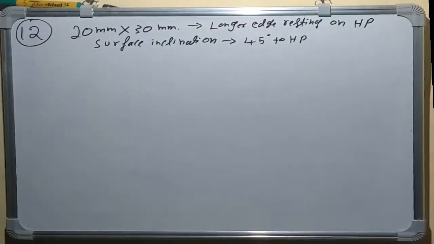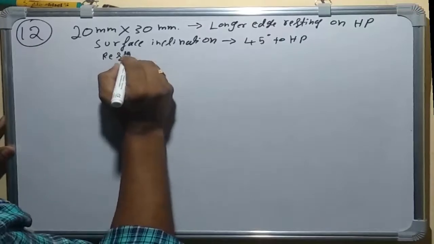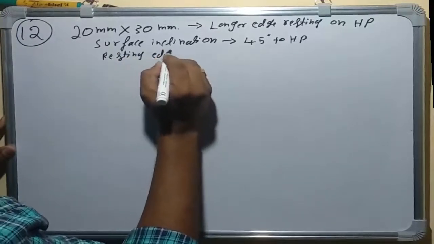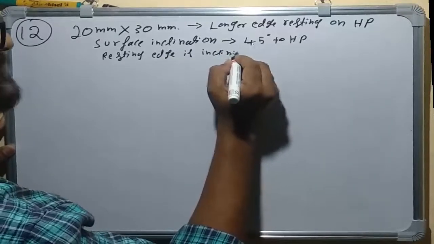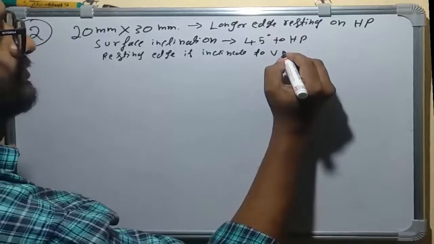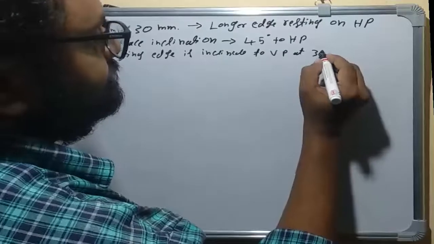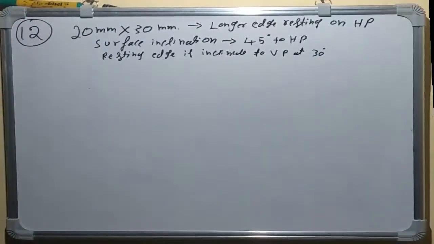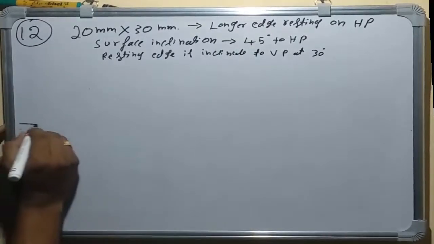Now the third step. In the third step they give the edge on which it is resting. That means the resting edge is inclined to VP at 30 degrees. Okay, now we have got all the data. So after getting the data, as usual, we are doing this in the first quadrant.